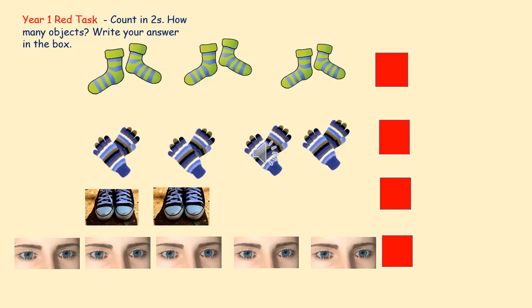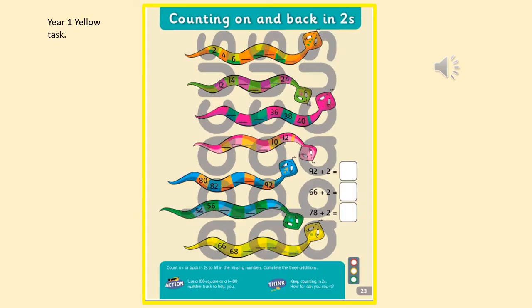So the Year 1 red task, you're going to count in twos, see how many objects there are and write your answer in the red box. You can use the 100 square to help you, but have a go and see how you get on. For this Year 1 yellow task, you're going to count on and back in twos. Have a look at the numbers on the snake and complete the pattern. Use your 100 square to help you, but be careful because some of the snakes are counting backward.